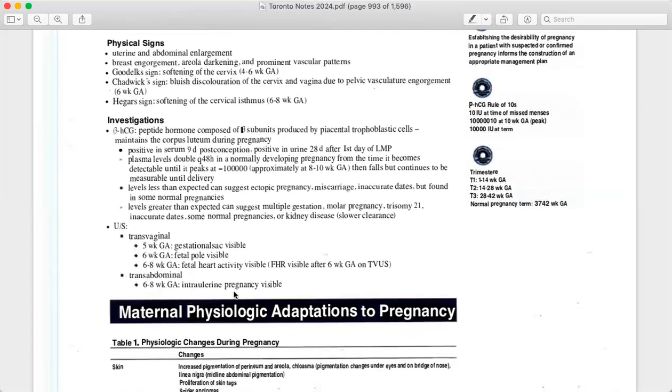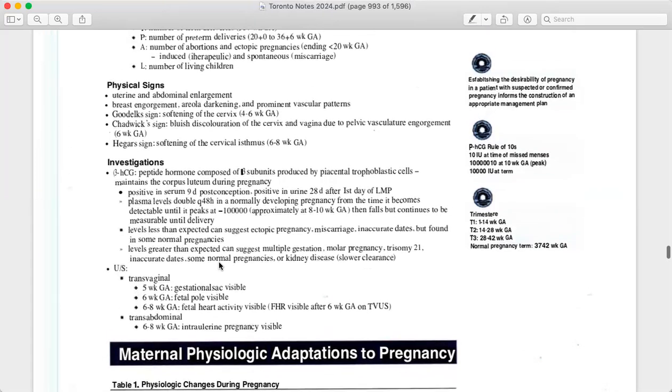So at 6 to 8 weeks, intrauterine pregnancy starts getting visible. Then transvaginal, when are you going to start? 5th week, 6th week, 6 to 8 week. So on the 6th week, you can see the fetal pole visible. That's it. And the fetal cardiac activity is visible at 6 to 8 weeks. That's it. You need to remember only the time when certain things start becoming visible, and on which week.